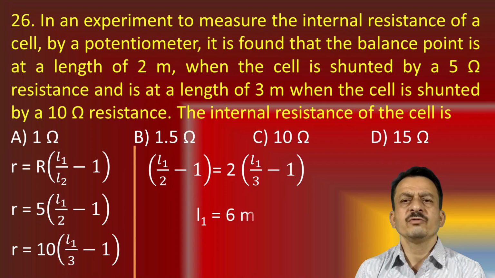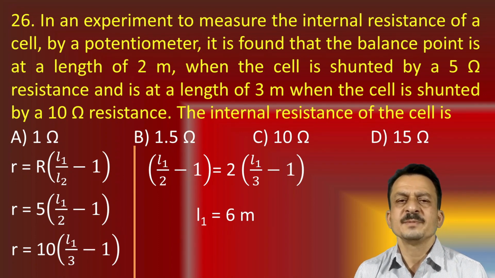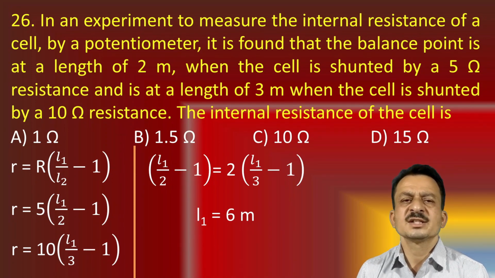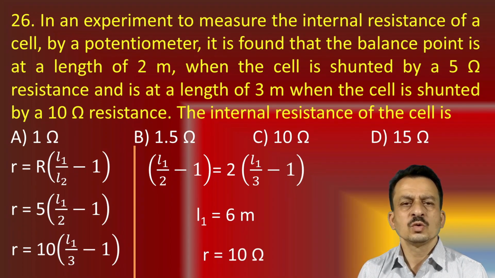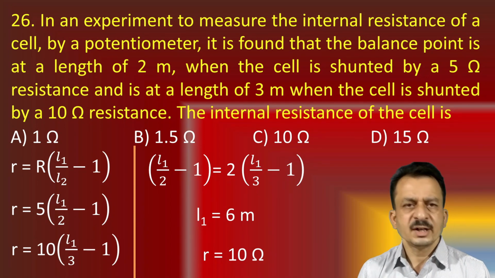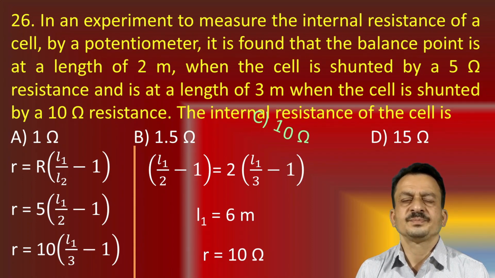If you solve for L1, we will get 6 meter. Carefully solving and simplifying, we get L1 is equal to 6 meter. Now substituting this value of L1 in either of the values of small resistance R, in the first equation it is 6 by 2, that is 3, minus 2, it is 1, 1 into 5, it is 5. Therefore, internal resistance of the cell is 5 ohm, hence C is the right answer here.